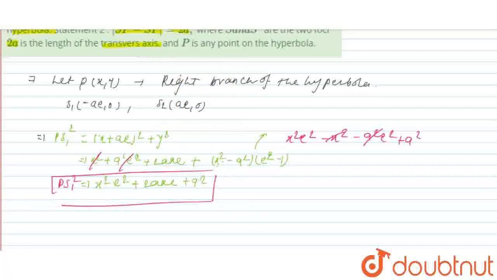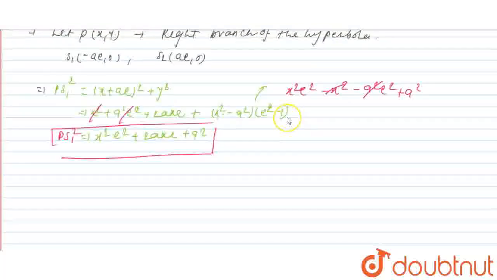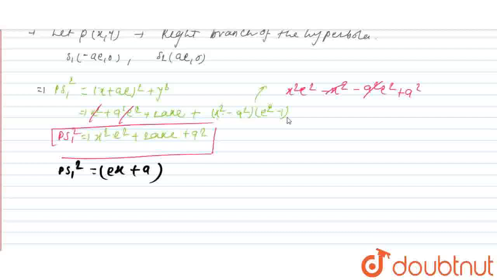From here we can find the value of PS1. Now I can write PS1 squared as (ex + a) whole squared, isn't it? So PS1 will be ex + a. This is our first equation.